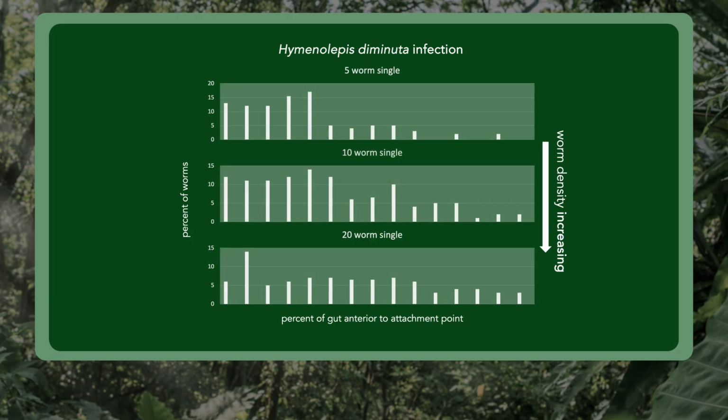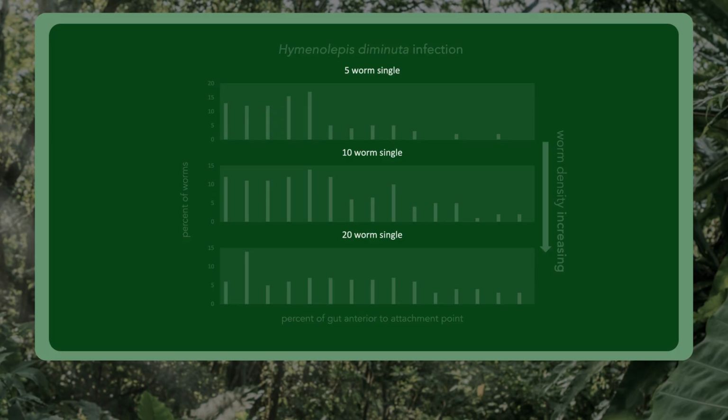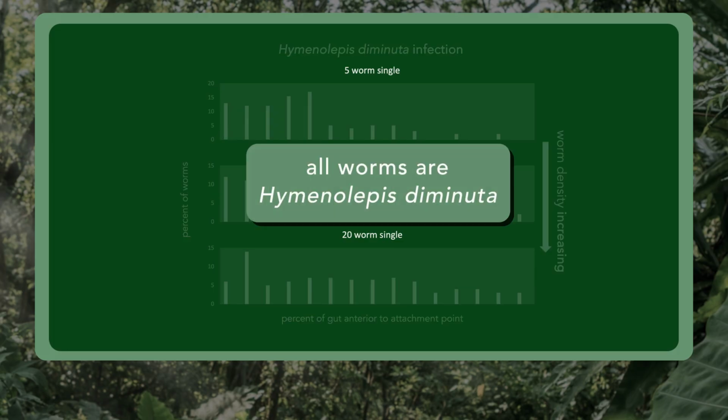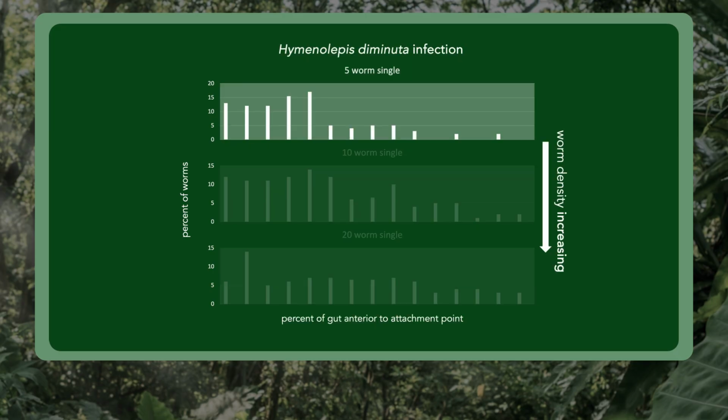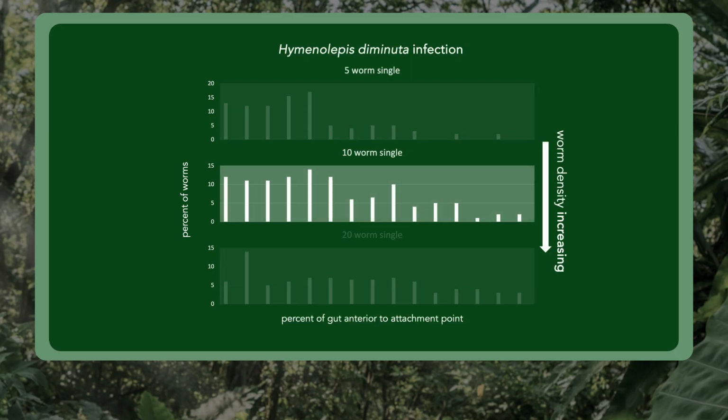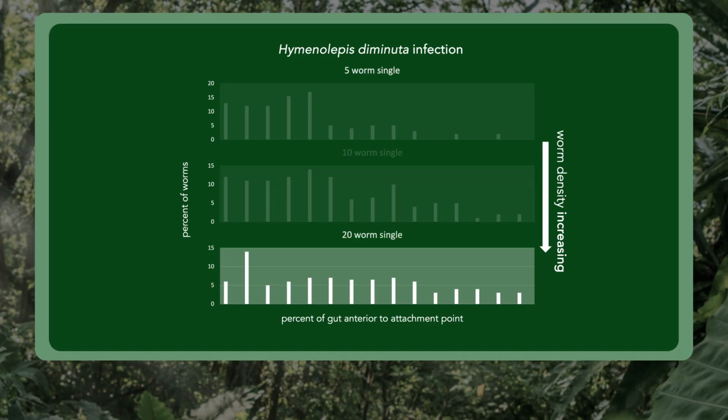Then we'll let those worms grow into adults, euthanize the rats, dissect the rats, and measure where in the gut tract each of their scolices is positioned. Remember, these are all single-species infections. All the worms are Hymenolepis diminuta, but the infections have different intensities, which we, as the experimenters, control. Along the x-axis is the percent of gut anterior to the attachment point, and on the y-axis is the percent of worms. In the top panel, you can see 5 worm infections, then in the middle, 10 worm infections, and on the bottom, 20 worm infections.